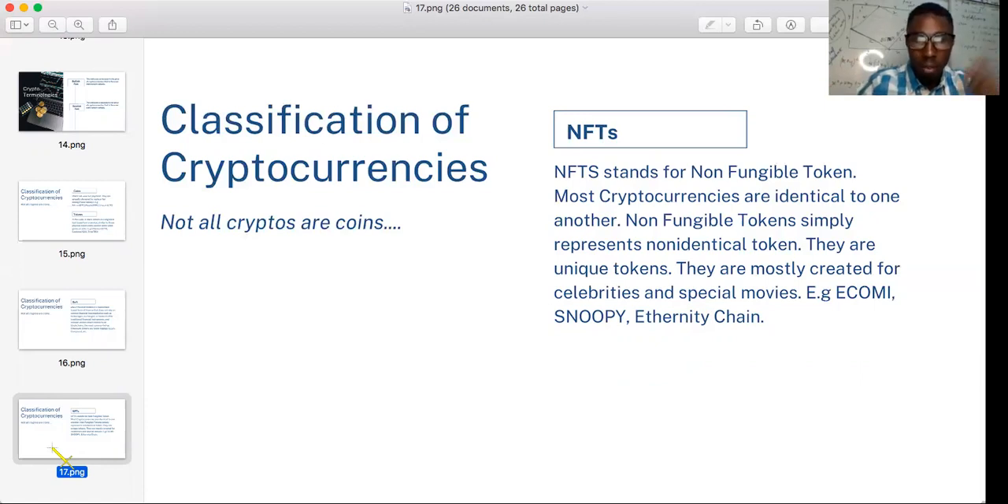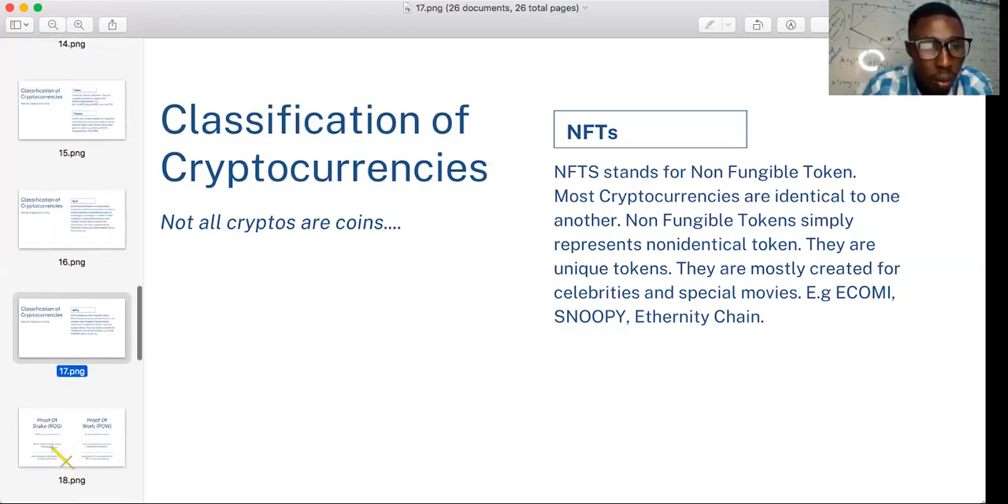So why is it that NFT is trending now? Because of this privacy and the uniqueness. One of the other forms of cryptocurrencies that are trending, and that people are making money from currently, is NFTs. They are usually created by celebrities and for special movies. Examples of NFTs include Snoop Dogg, Snoopy, Eternity Chain. There's also Bored Ape, I think. One ape was sold for millions of dollars. It's an NFT. All right.